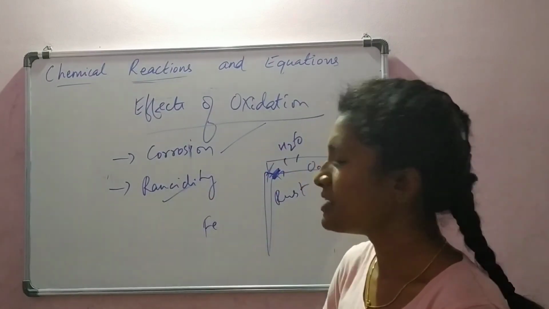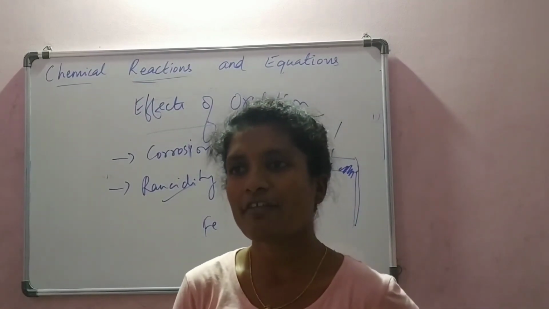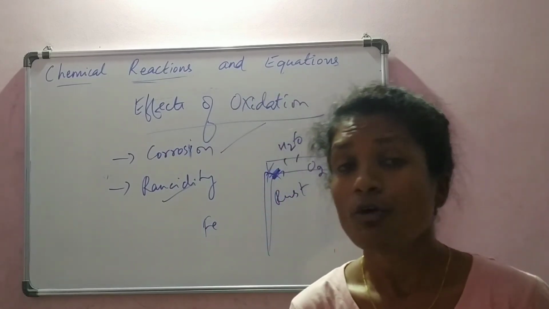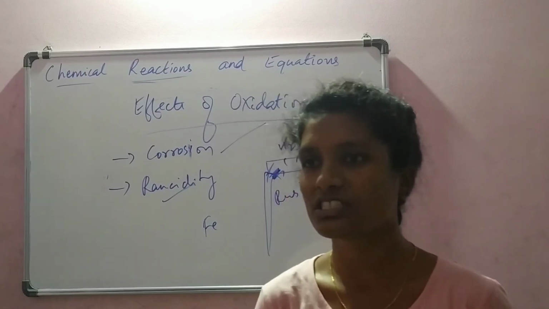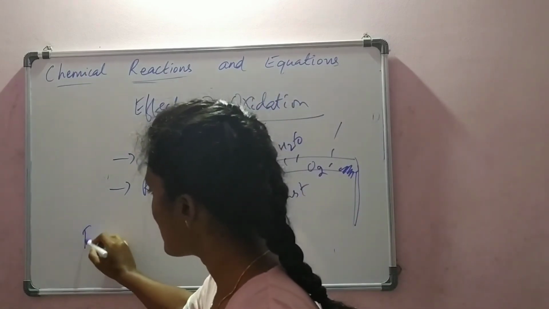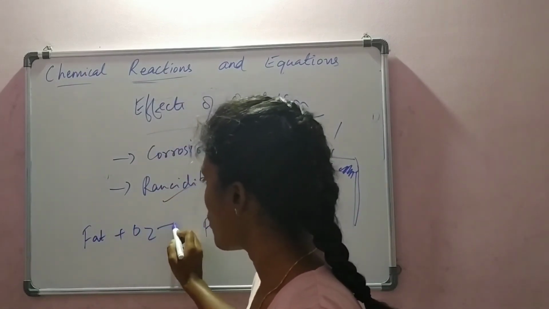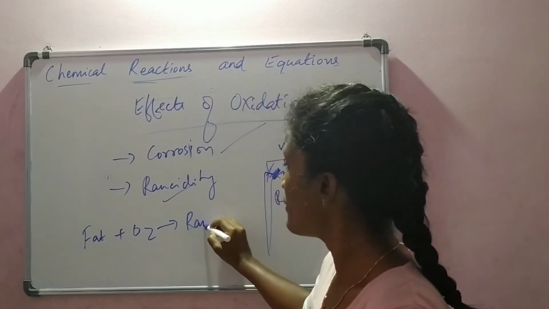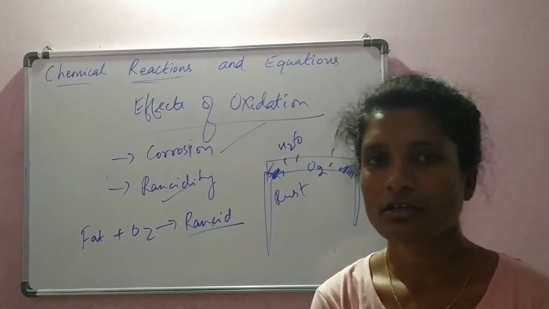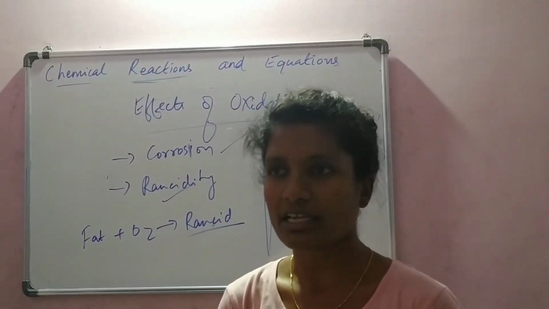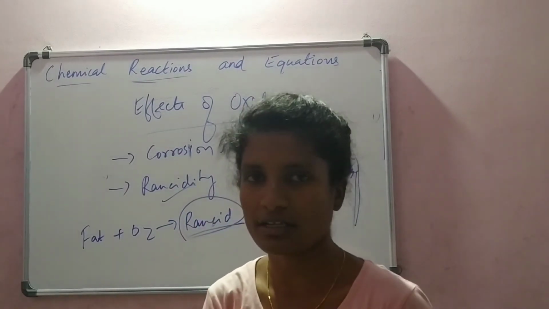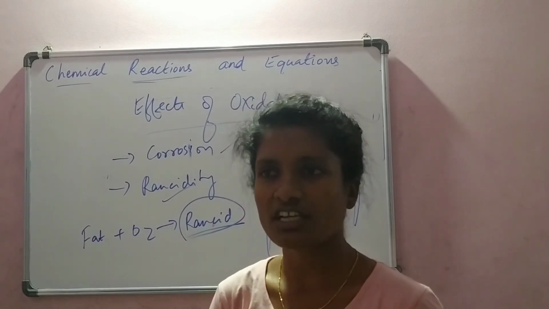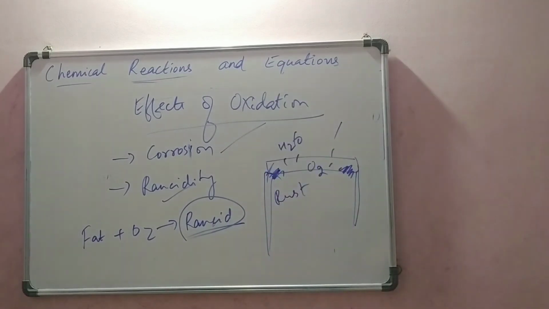The other problem is rancidity. We prepare food items made up of oil. When this oil or fat comes in contact with oxygen, they combine. Let us say a fat combines with oxygen to form a new product called rancid. Rancid is toxic in nature, or poisonous. If you consume this rancid material, it will cause food poisoning, or sometimes it may lead to death also.